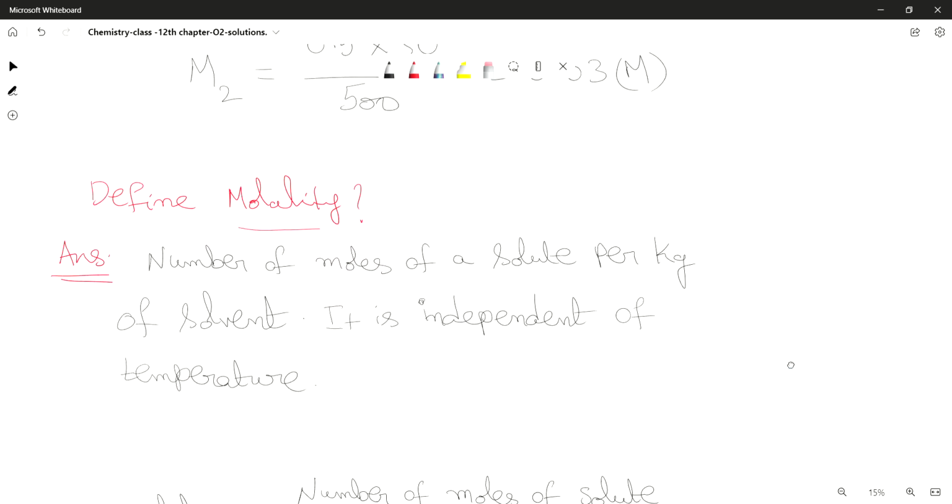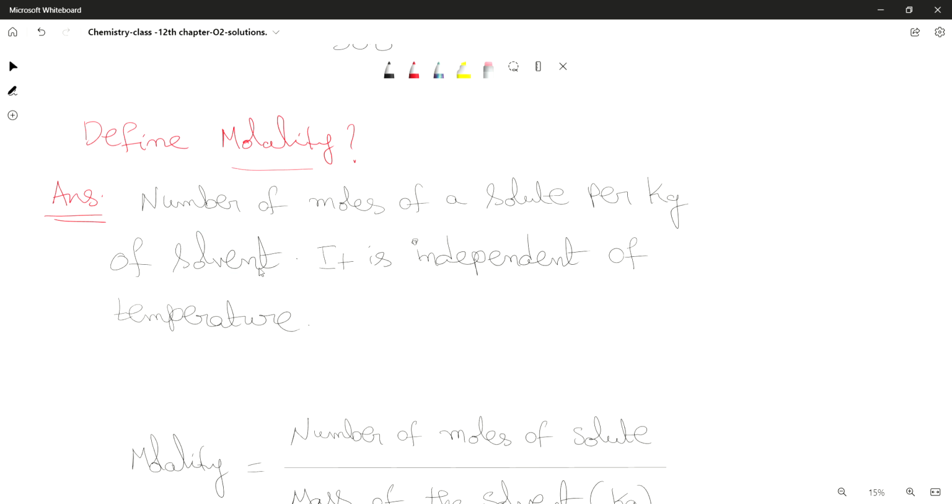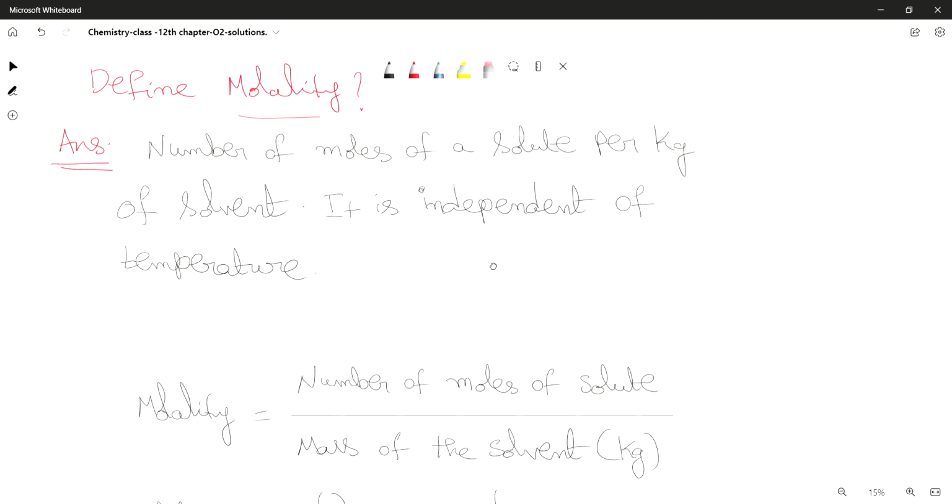Now the next one is: define molality. Molarity is different from molality. Molality is the number of moles of solute per kg of solvent. That is the definition, and it is independent of temperature because mass does not vary with temperature, whereas volume varies with temperature. Hence molality does not depend upon temperature.